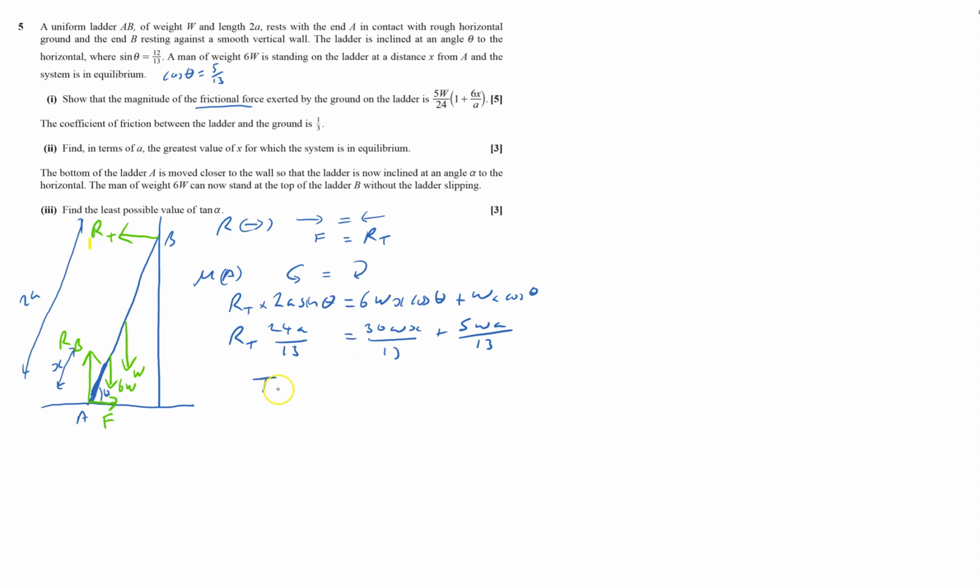So that means that RT, times by 13 gets rid of that, equals top bit, so 30WX plus 5WA all over 24A. And now I want to see what it looks like. So RT equals, I take out 1/24th, so it gets rid of that 1/24th. And take out 5W as well, so I put 5W on top.